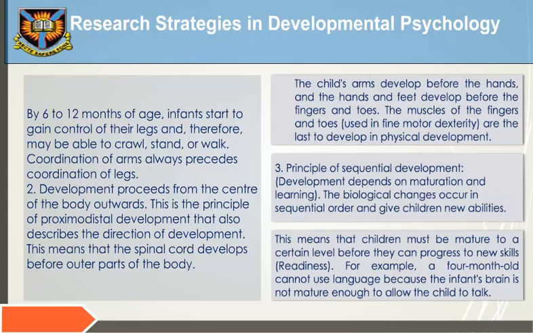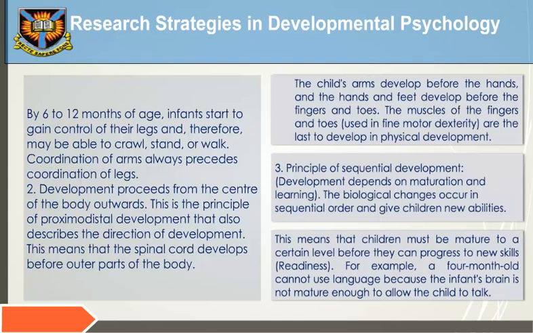2. Development proceeds from the center of the body outwards. This is the principle of proximodistal development that also describes the direction of development. This means that the spinal cord develops before outer parts of the body. The child's arms develop before the hands, and the hands and feet develop before the fingers and toes. The muscles of the fingers and toes used in fine motor dexterity are the last to develop in physical development.